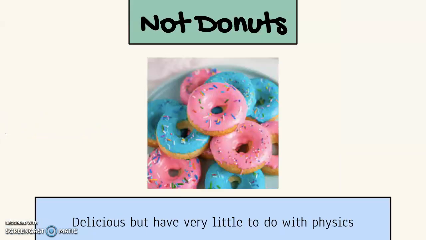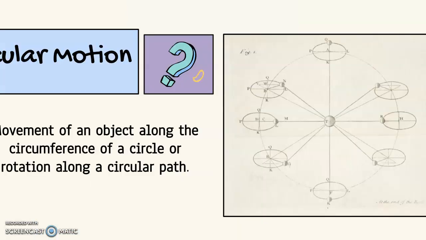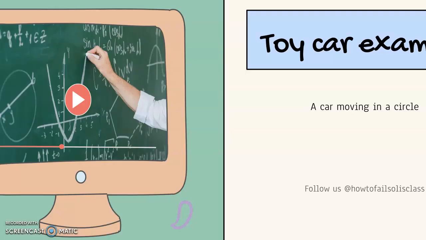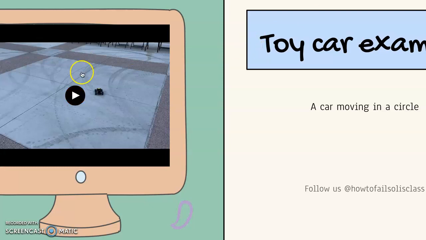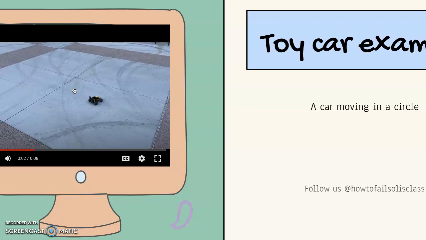Donuts. Not these donuts. These donuts. Circular motion. This is the movement of an object along the circumference of a circle or rotation along a circular path. For example, we use a toy car moving around in a circle for 8 seconds.